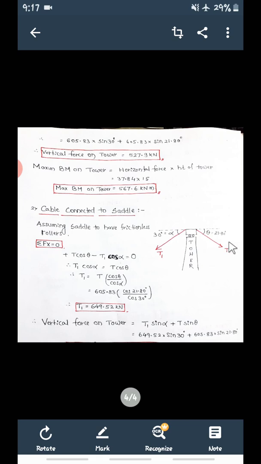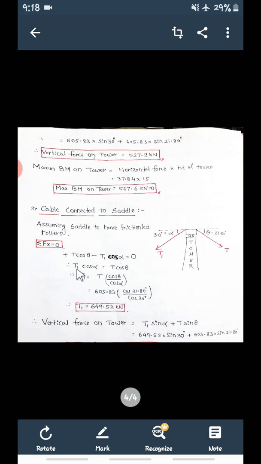One more observation you can make here is that this is T and this is T1, and these two are not the same. If it were a smooth pulley, then this T and this T would be the same, but here there is a saddle, so this is T and this is T1. T we have already calculated; it is T max, the maximum tension. T1 you are going to find out. So the horizontal component, T cos theta minus T1 cos alpha, is equal to 0. Summation Fx is equal to 0.